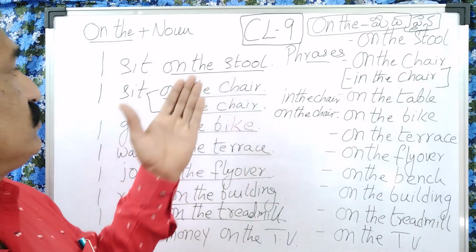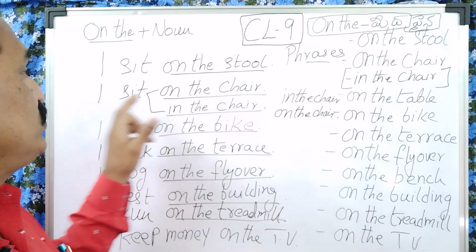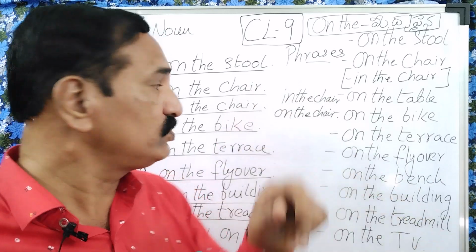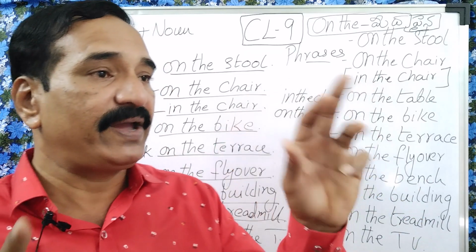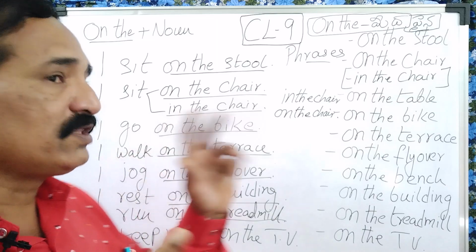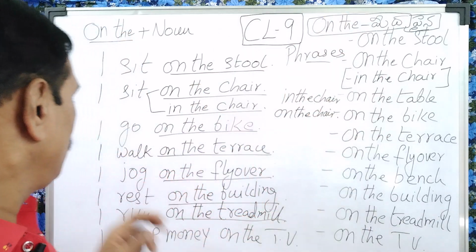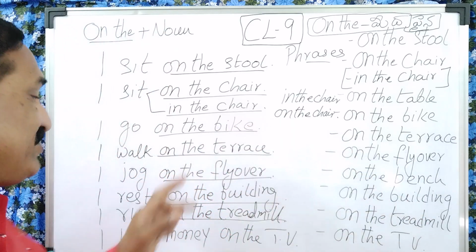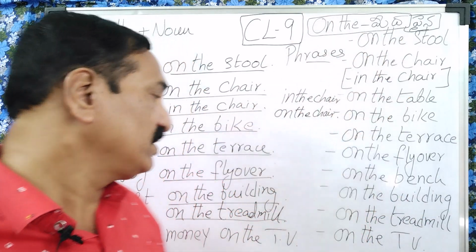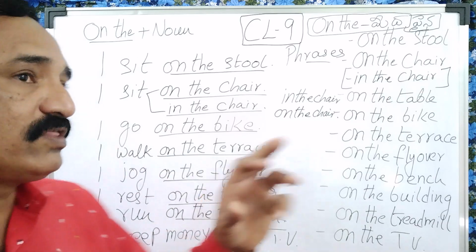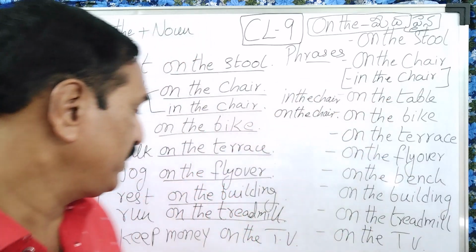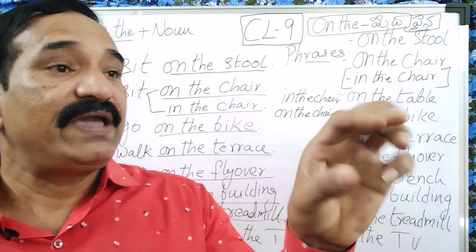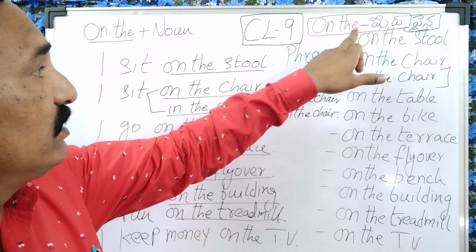So I sit on the stool, నేను stool మీద కూర్చుంటా. I sit on the chair, నేను కుర్చీ మీద కూర్చుంటా. I sit in the chair, నేను కుర్చీలో కూర్చుంటా. I go on the bike, నేను బైక్ మీద వెళ్తా. I walk on the terrace, నేను మేడ పైన నడుస్తా. I jog on the flyover, నేను ఫ్లైఓవర్ మీద జాగింగ్ చేస్తా. I rest on the building, నేను బిల్డింగ్ పైన సేద తీర్చుకుంటా. I run on the treadmill, నేను ట్రెడ్మిల్ మీద ఎక్సర్సైజ్ చేస్తాను. I keep money on the TV, నేను టీవీ మీద. All this is what we call on the.